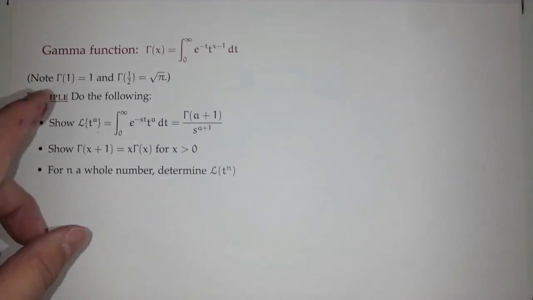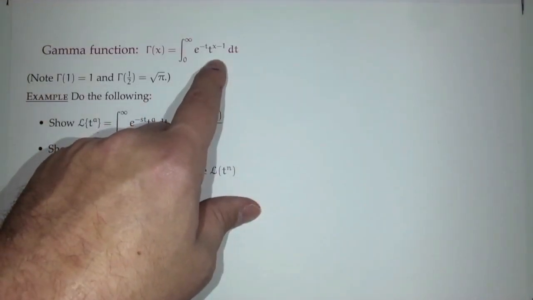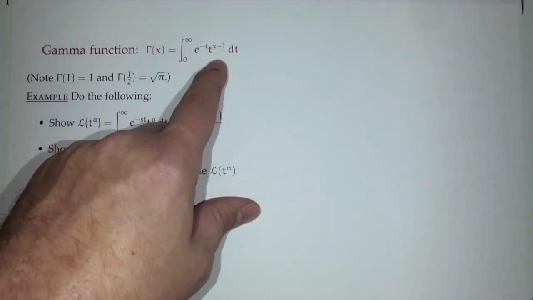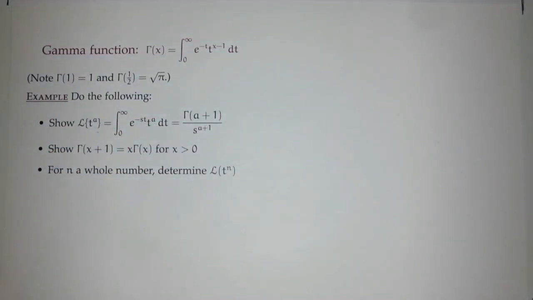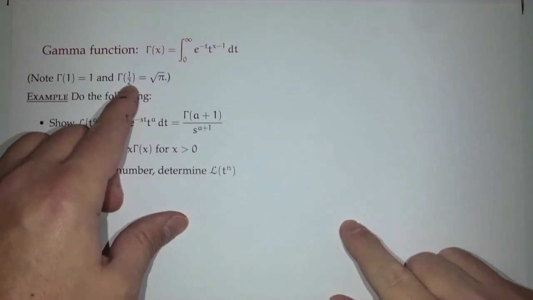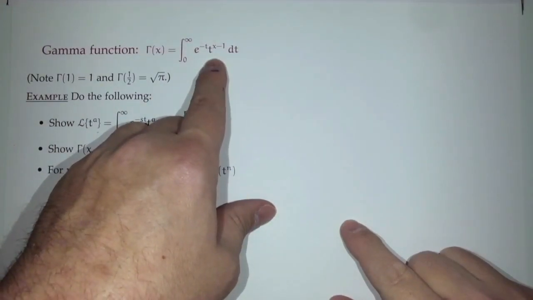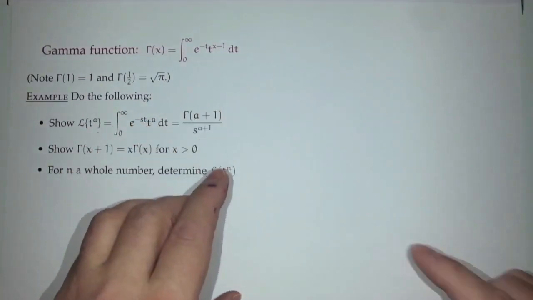Now, some values are easy to compute. For example, if you put in 1, well, you'll have t to the 0, which is 1. Then you integrate e to the minus t. Well, that's an easy integral. And so if you carry out the computation by putting in gamma of 1, you get 1 out. And you're like, okay, that's great. Totally believe it. Then you put in a half. And if you put in a half, you have this weird exponent. You essentially have 1 over the square root of t. And you're like, well, that's kind of weird.